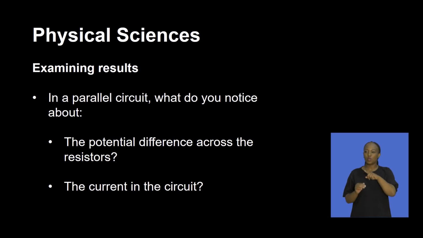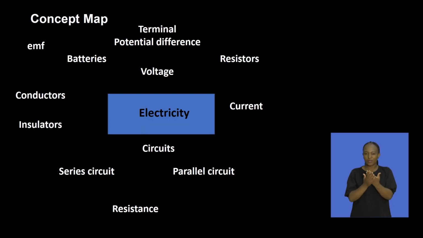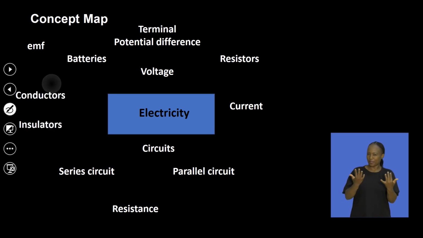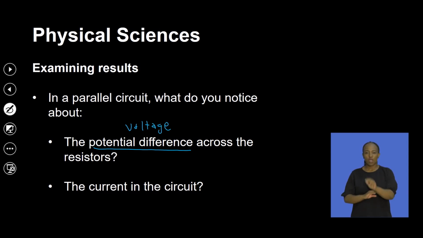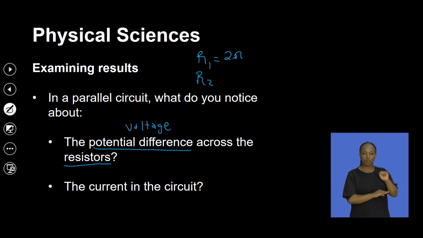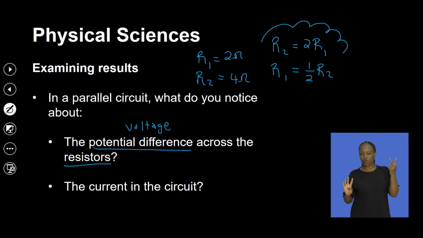It says here, in a parallel circuit, what do you notice about the potential difference, which is the voltage? So what do you notice about the potential difference across the resistors? Now we want to look at the voltage across each one of the 2 resistors. Now we are saying that R1 equals 2 ohms, and then our second resistor that we connect in parallel equals 4 ohms. Take note that R2 equals 2 times R1, or R1 is actually equal to a half of R2. Take note of that proportion between those 2 resistors.